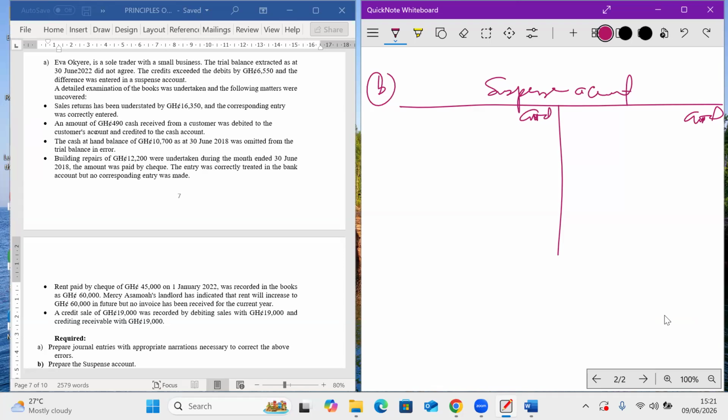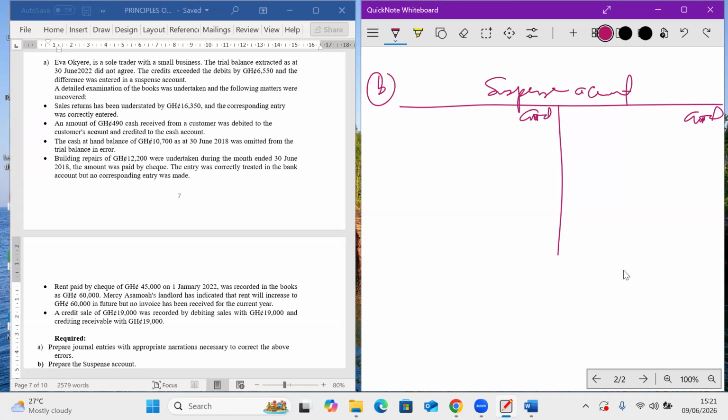Okay. Eva Oche is a sole trader with a small business. The trial balance extracted at 30th June 2022 did not agree. The credit exceeded the debit by 6,550 Ghana cedis, and the difference was entered in the suspense account.